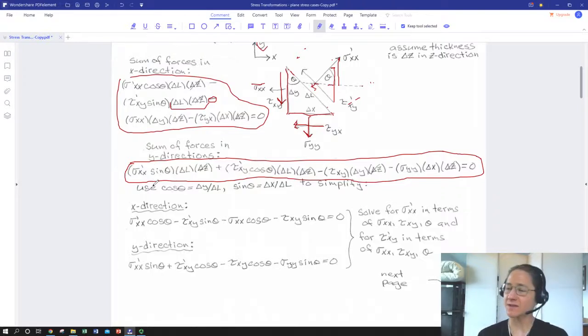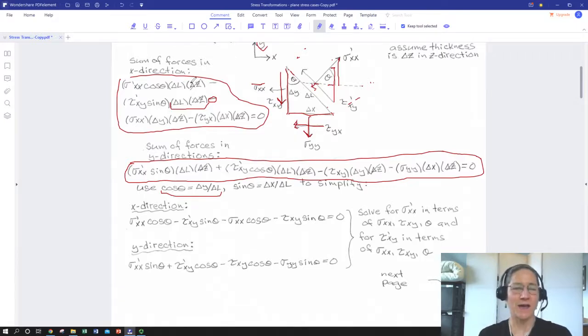So let's start through the steps of our math simplification. There's quite a few here. So we're going to start with some right angle trig. We're going to recognize the fact that, hey, I can write delta y over delta L as cosine theta, delta x over delta L as sine theta.